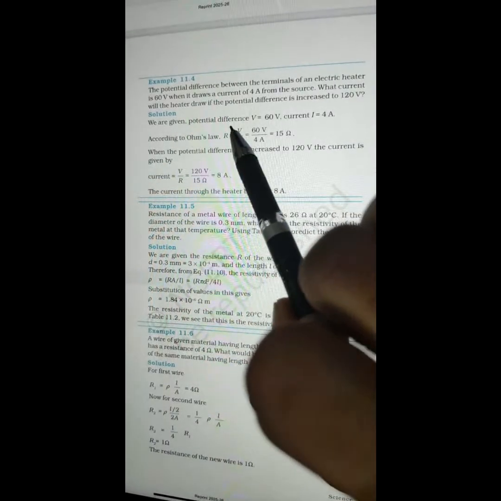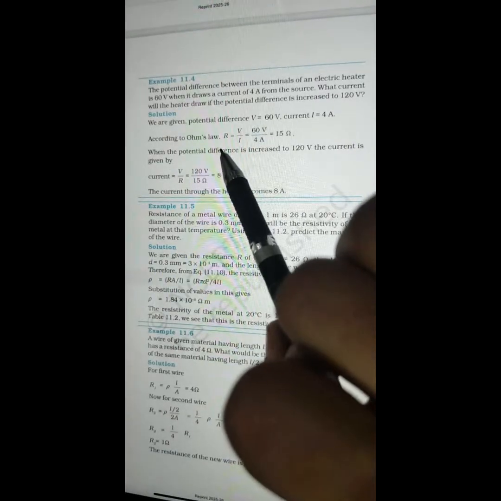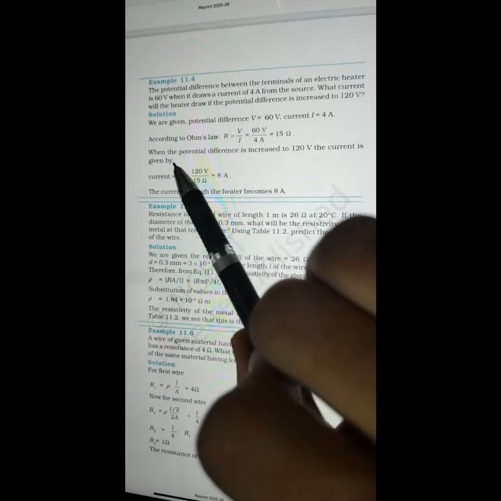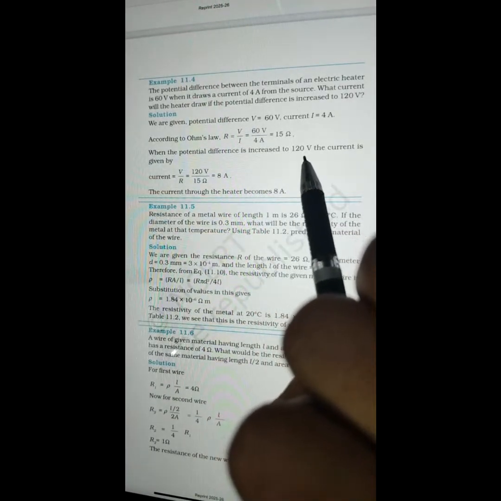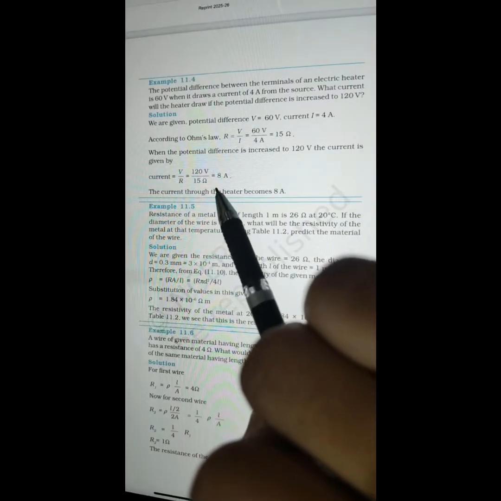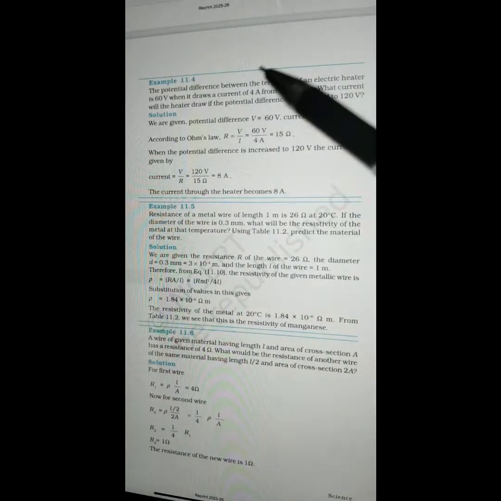So we know that V is equal to 60 volt and current is 4 ampere. According to Ohm's law, we can calculate resistance as 15 ohm. When the potential difference is increased to 120 volts, the current is given by V by R. Placing the values, we get the answer as 8 ampere. So the current through the heater becomes 8 ampere.